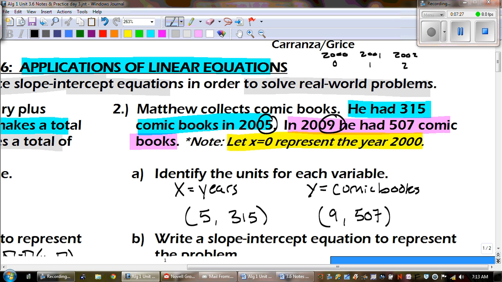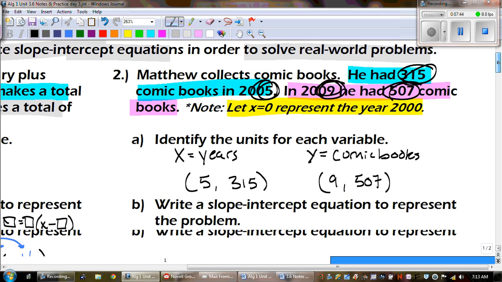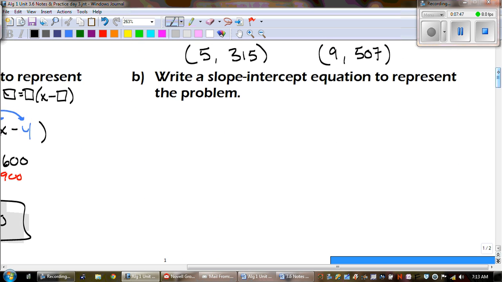Now, if you notice in that sentence they mixed up the order. In one they put the Y and then the X, and here they put the X and then the Y. So just make sure you know what is your X and what is your Y. Okay, so write a slope-intercept equation to represent the problem.